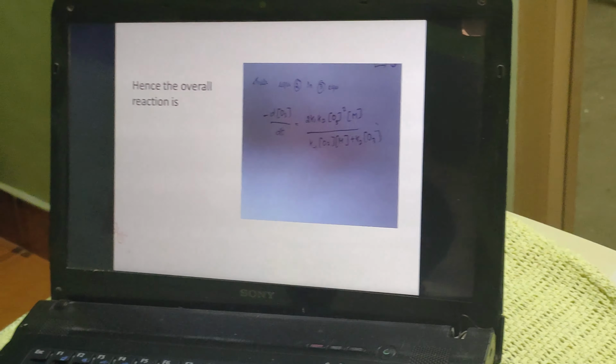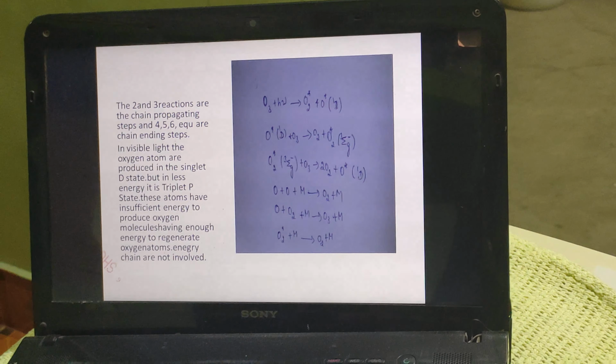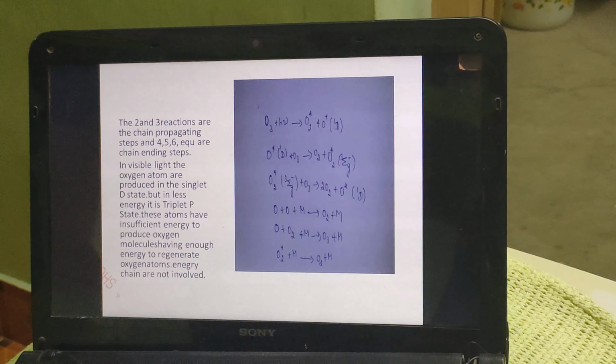ozone in light gives O2 star plus O star. Reactions 2 and 3 are chain propagating steps, and equations 4, 5 and 6 are chain ending steps. In visible light, the oxygen atoms are not produced in the singlet D state, but with less energy in the triplet P state. These atoms have insufficient energy to produce oxygen molecules or to regenerate oxygen atoms. Energy chains are not involved.